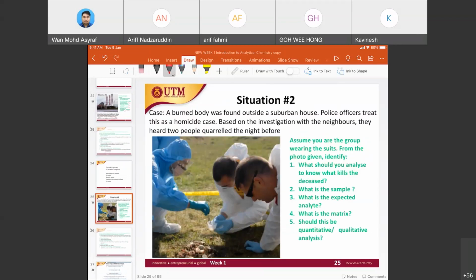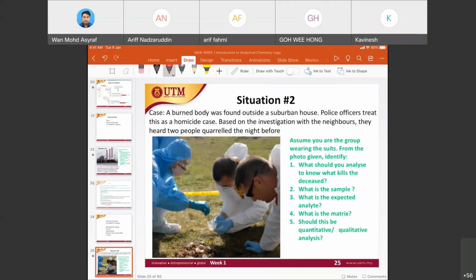So ini untuk situation 2 lah. Situation 2, this is another situation yang mana, okay, a burnt body was found outside. Police officers treat this as a homicide case. Homicide ni, do you know the difference between homicide and suicide? Suicide bunuh diri, homicide ni adalah dia bunuh lah basically kita kata. Based on the investigation with the neighbours, they have heard 2 people have quarrelled the night before. So, from the photo given, identify. Same thing lah. What should you analyze? What is the sample? What is the expected analyte? What is the matrix? And should this be a qualitative or quantitative?